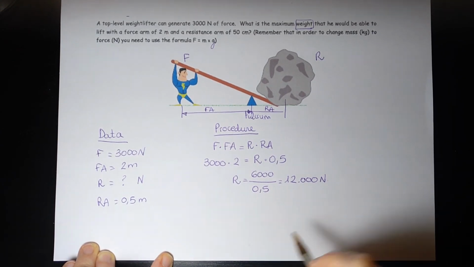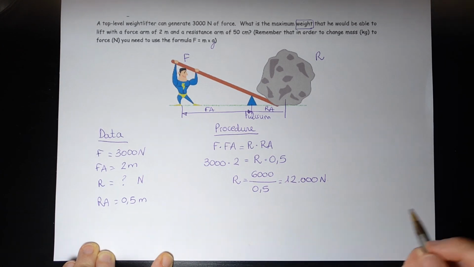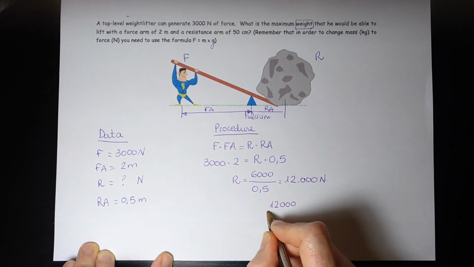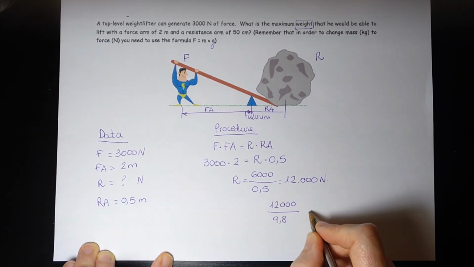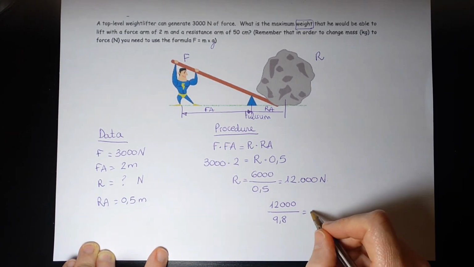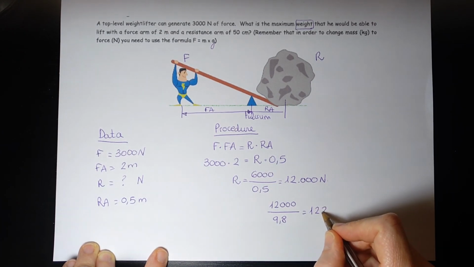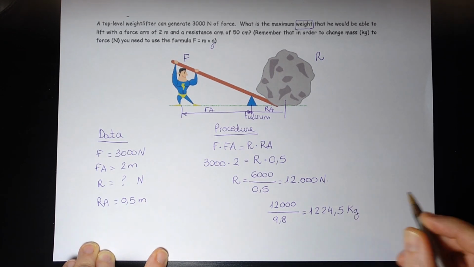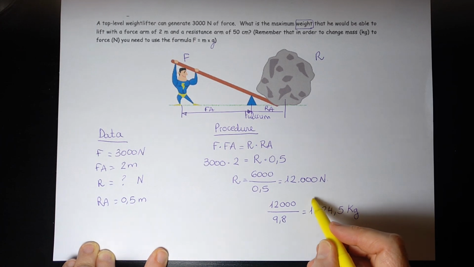But we have not finished yet. We need to convert it into kilos. So we are going to divide this by 9.8 to get the final solution. Okay, so it would be, just a moment please, and the solution is 1,224.5 kilos. And now this is the solution.